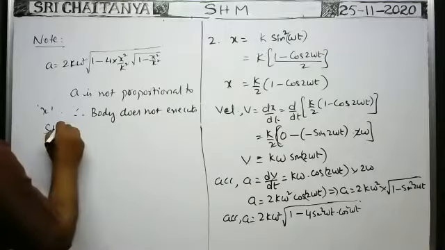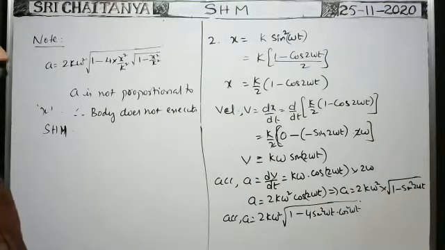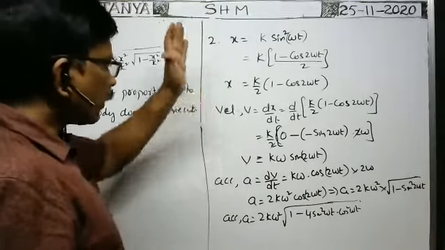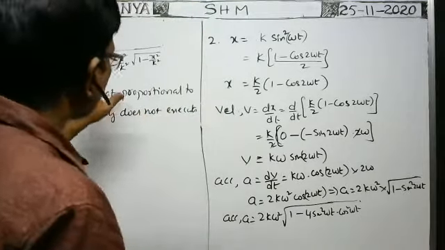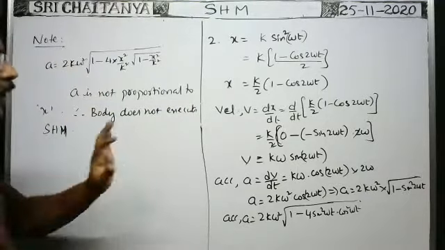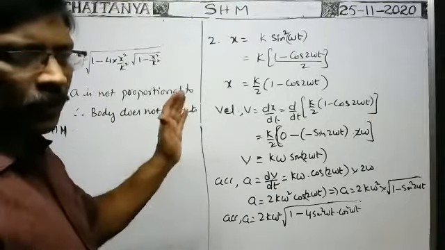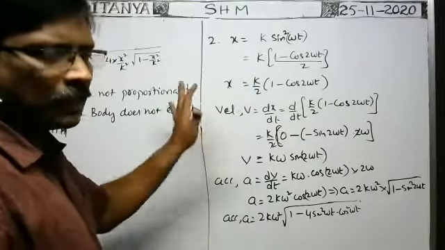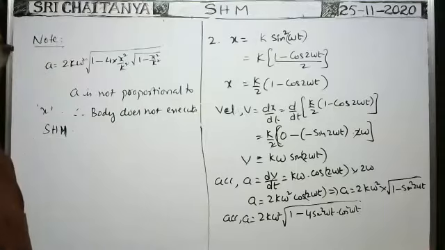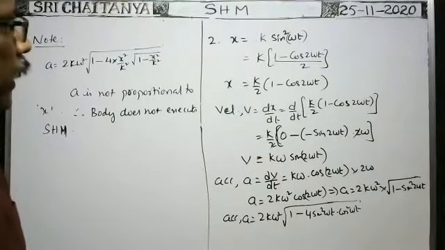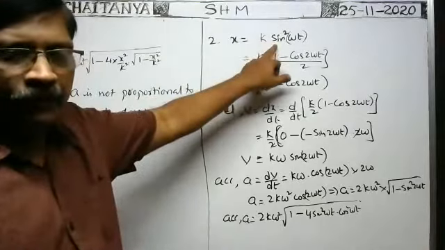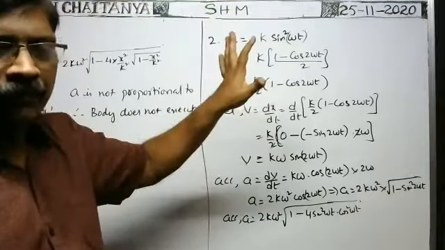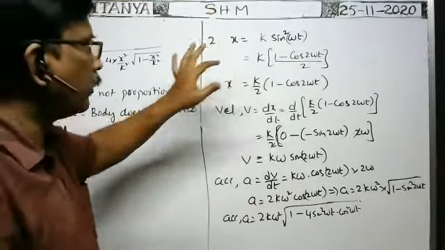Okay, this is the way you have to do it. If a function is given, first you find the acceleration from that equation, and check whether acceleration is proportional to minus x or not. If acceleration is proportional to minus x, definitely that function represents a simple harmonic motion, otherwise it does not represent simple harmonic motion. Okay, x is equal to k sin square omega t, that is given by them, that is given in the problem.